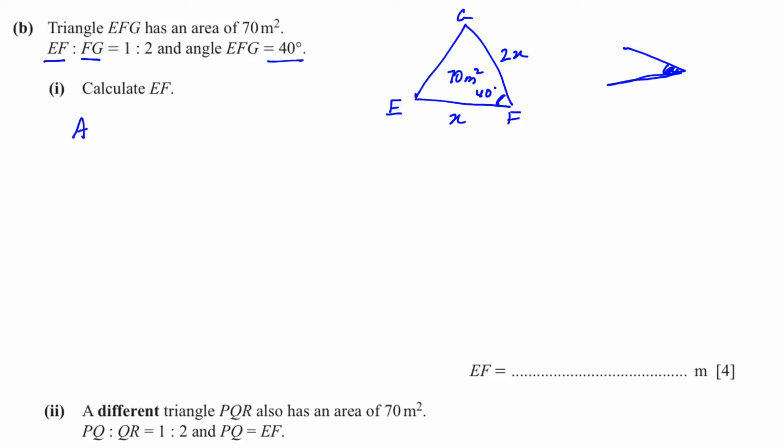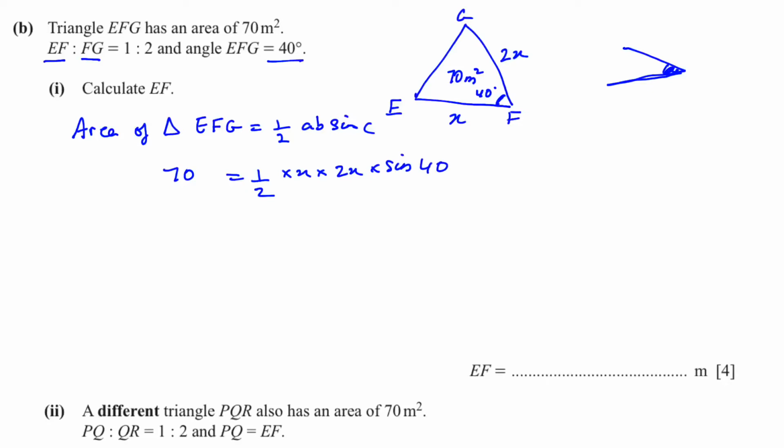So area of triangle EFG is equal to half ab sine C. This is 70 equals half times x times 2x times sine 40. These are our two sides, and this is our included angle. So when you simplify it, this will give x squared multiplied by sine 40. Sine 40 will give us 0.6427. We can round it to 2 decimal places or 3 decimal places.